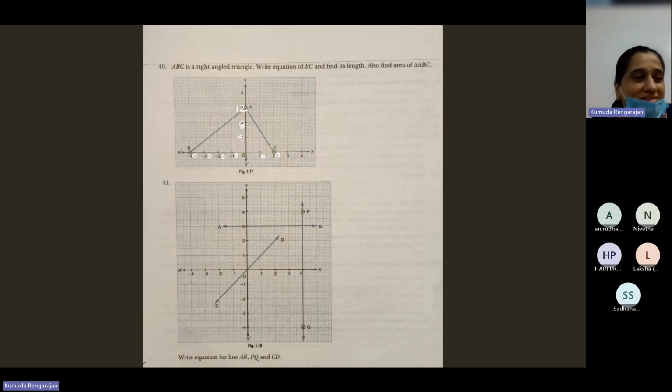So BC is equal to, if it's marked like this, children, minus 40, minus 30, minus 20, minus 10. If it's marked like this, then BC is equal to 60 units. Yes or no? And how much is the altitude?